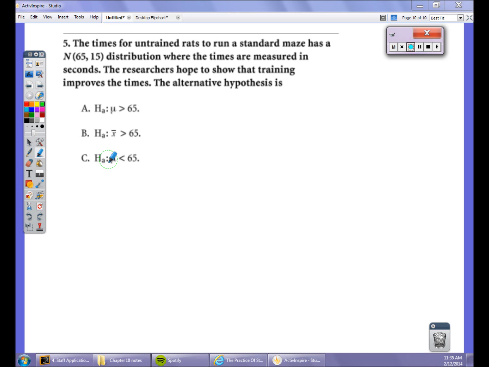These rats are hypothesized to be running faster. If they're running faster, they're going to be reducing the time it takes. The numbers that are reducing the time would be to the left of 65. The correct answer has to be C.